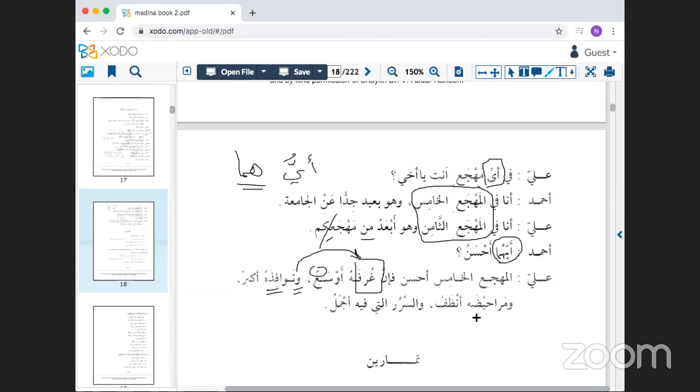Wa marahidahu anbafu. Wa sururu allati fihi ajmalu. Jayid. Wa marahidahu anbafu. I think you're going to say وَالسُّرَرَ الَّتِي, which is also going to be ma'atuf: وَالسُّرَرَ الَّتِي فِيهِ أَجْمَلُ. مَرَاحِيد is the plural of مِرْحَاضٌ from book one, which basically means toilet. So that's why المهجة الخامس is better.